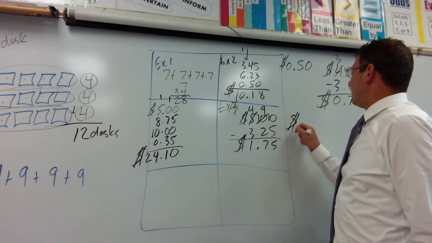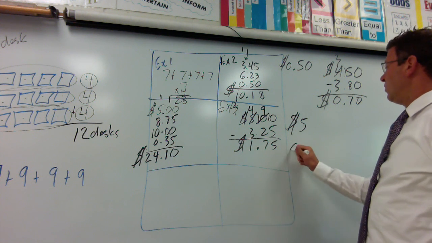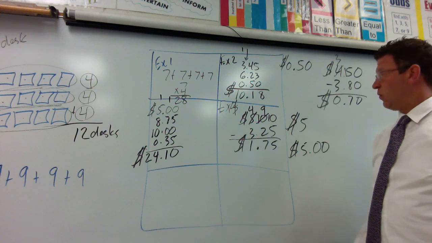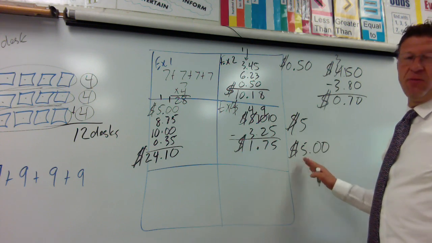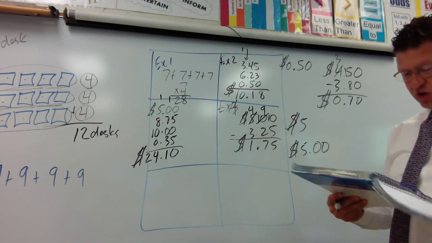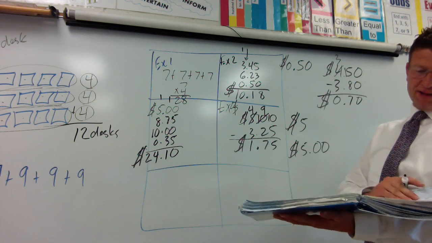Again, $5 can be written like that. Whenever we see money written like this, we're going to add a decimal point and 2 zeros. Then we'll line up our decimal point to make sure that we have it subtracted correctly.